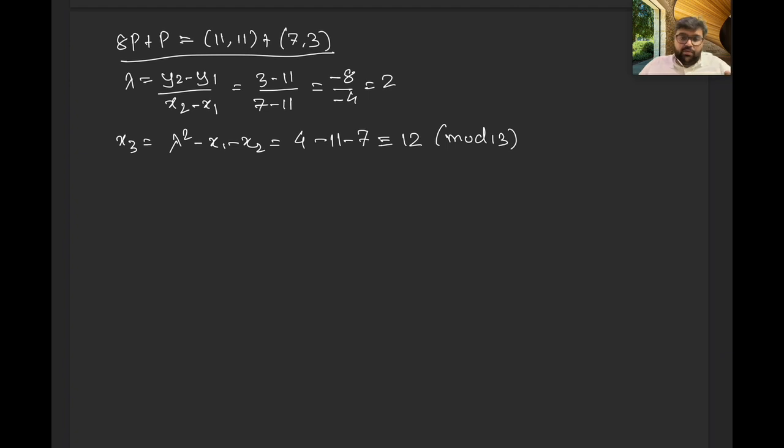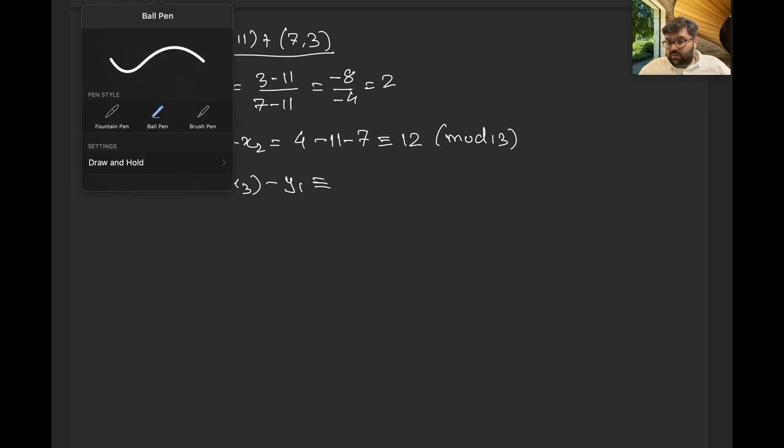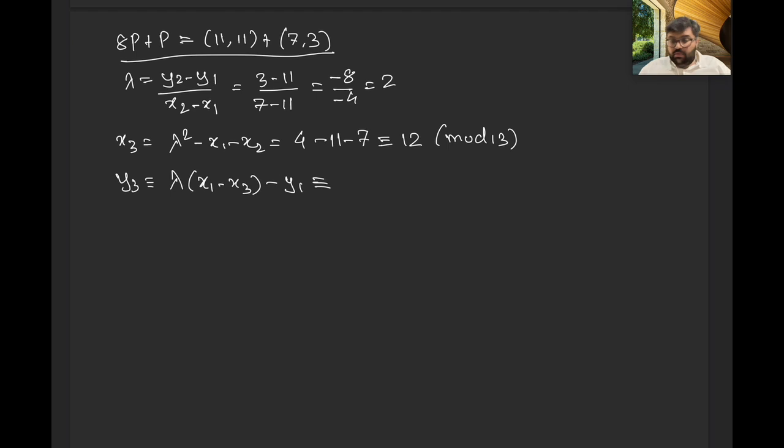Okay, if you don't understand all this, just do the calculation on your own, okay? I'm getting 12. And y3 is lambda x1 minus x3 minus y1. So I got here actually 4 minus 18. So minus 14. Minus 14, I added 13, so I got minus 1. Minus 1 again, I added 13, I got 12. That's how I get. Okay, I hope this is correct. I don't know. I will have to check if I have not made a mistake.